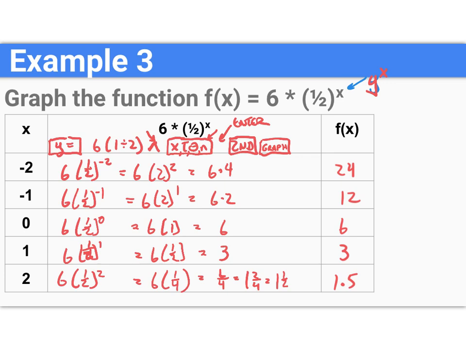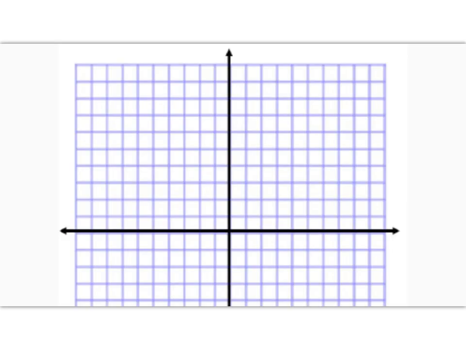So we won't be able to graph all of these points, but maybe I'll be able to graph -1 on the graph. So we got 12, 6, 3, 1.5. This again. -1 is 12. So let me look. -1 is right here. 1, 2, 3, 4, 5, 6, 7, 8, 9, 10. So let's put that up. 12.